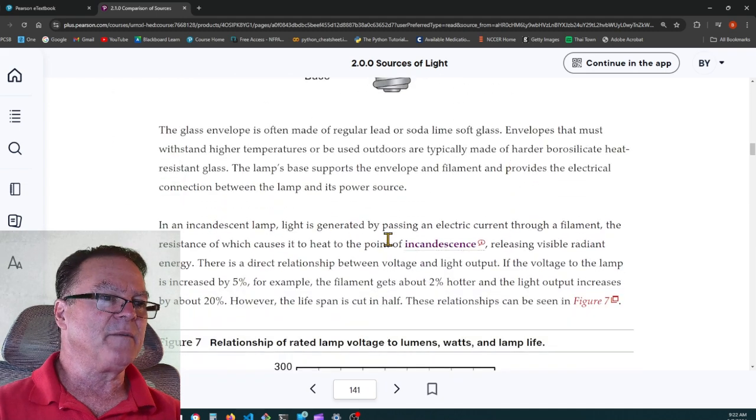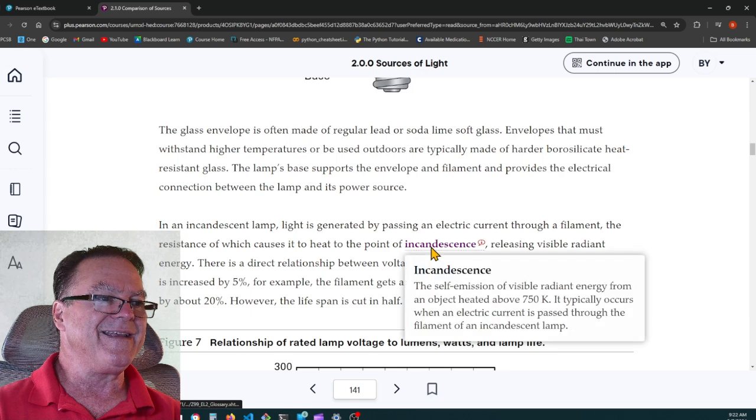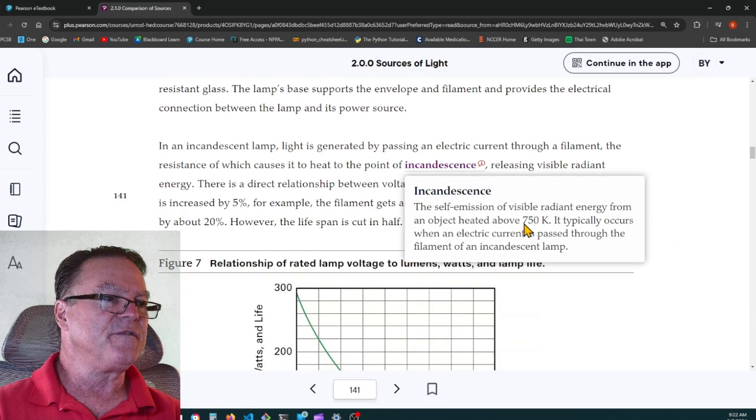In an incandescent lamp, light is generated by passing electrical current through a filament, the resistance of which causes it to heat to the point of incandescence. The self-emission of visible radiant energy from an object heated above 750 Kelvin typically occurs when an electric current is passed through the filament of an incandescent lamp.